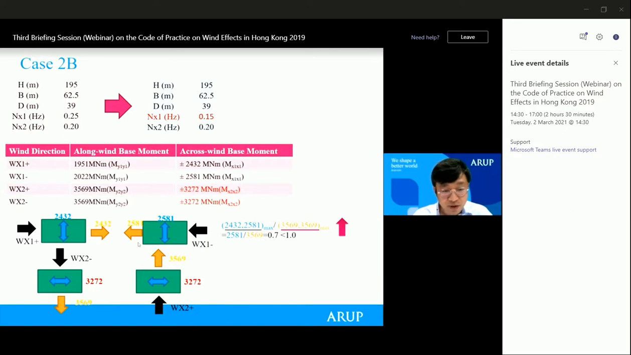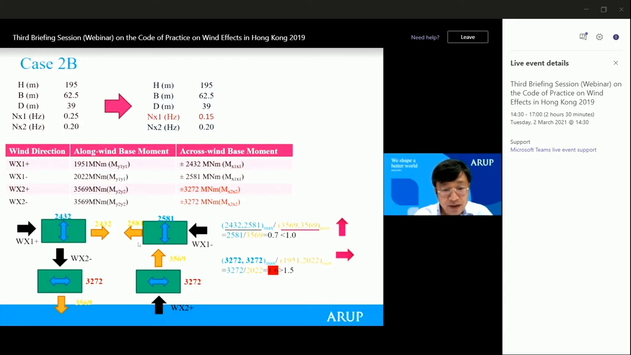So case 2B is if we further make it more flexible in the x1 direction, so that means we reduce the natural frequency to 0.15 hertz. So then the crosswind base moment will increase substantially to 3272. Although the along wind base moment also increases, but with a smaller percentage of increase.